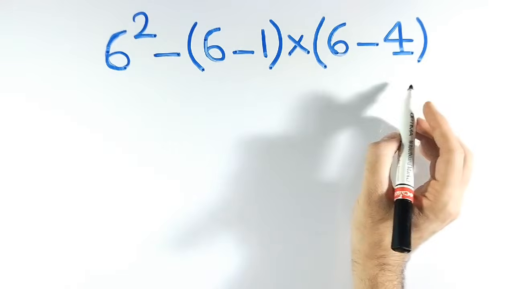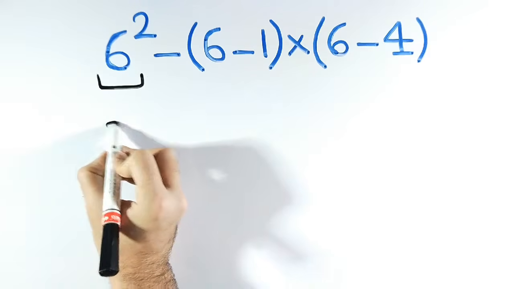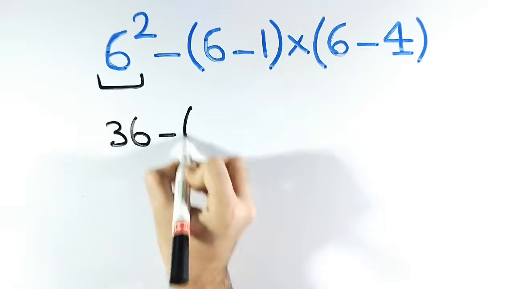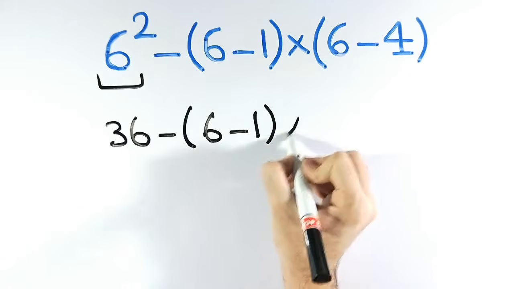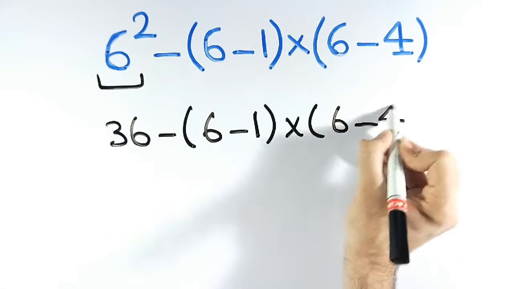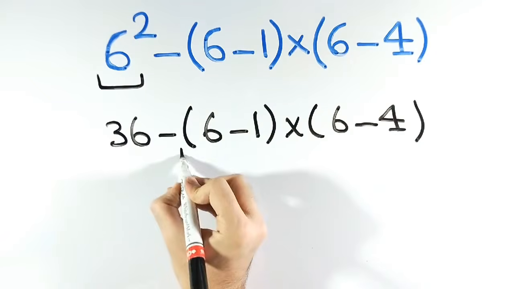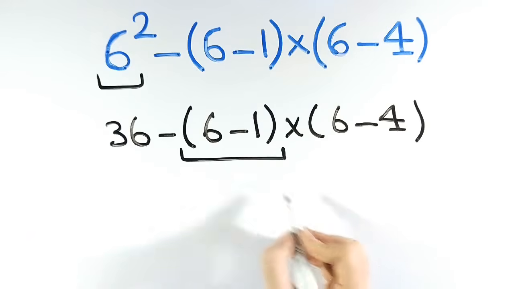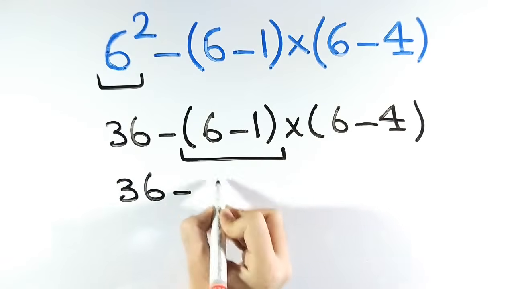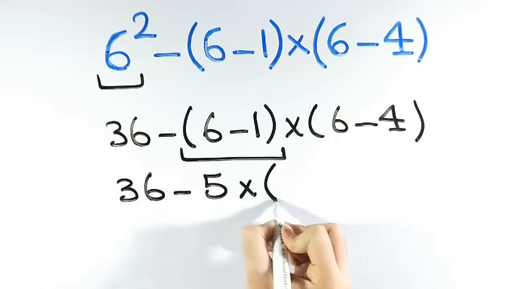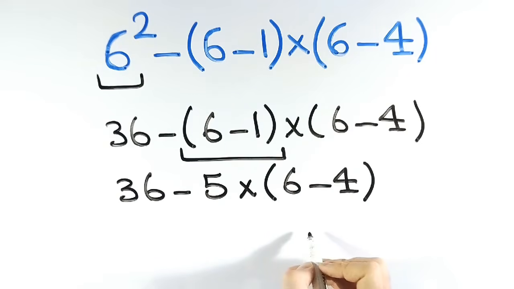Many people, when solving this question, first go for the exponent, and instead of this expression, they write 36 minus open parentheses 6 minus 1 close parentheses and multiplied by 6 minus 4 inside the parentheses. And the next step, they go for the expression inside the first parentheses, and instead of this expression, they write 36 minus 5 multiplied by open parentheses 6 minus 4 close parentheses.